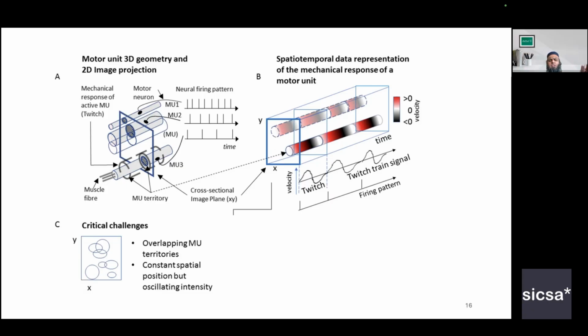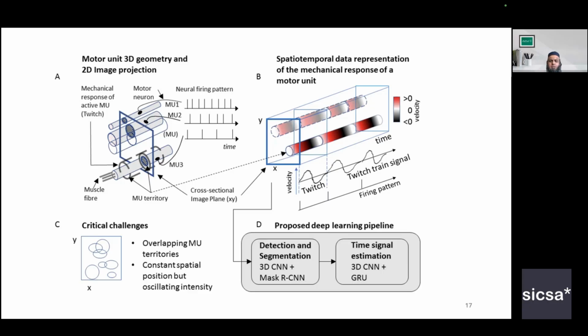One of the common challenges here is that some of these motor units are actually overlapping. Okay, so this is quite a challenge. So what we do here is we develop a deep learning pipeline. We thought, okay, let's try AI. So we developed a deep learning pipeline and we used a 3D CNN along with a Mask RCNN model to perform the segmentation of the motor units.